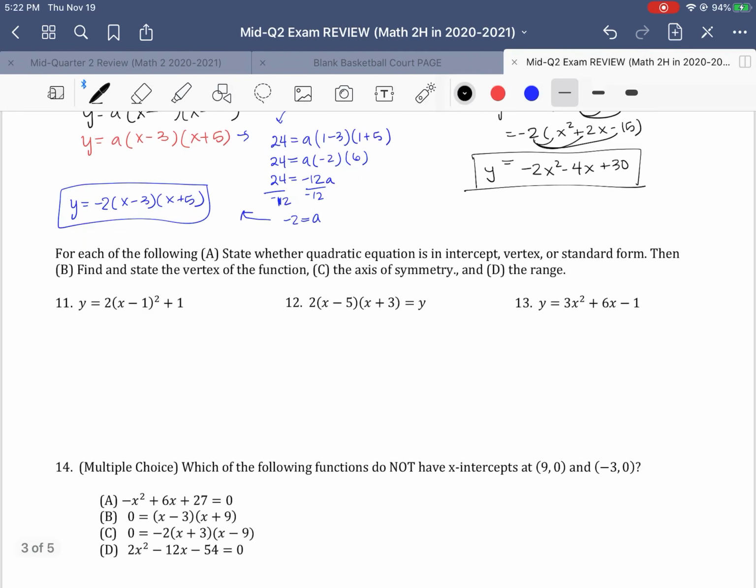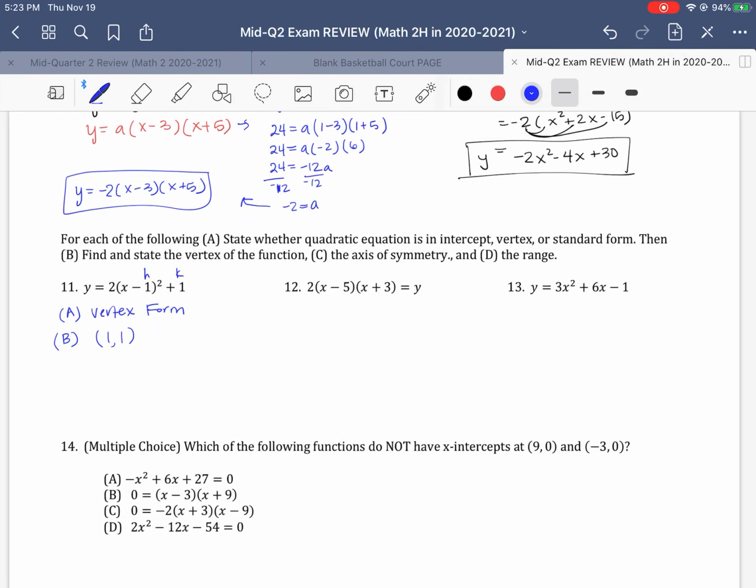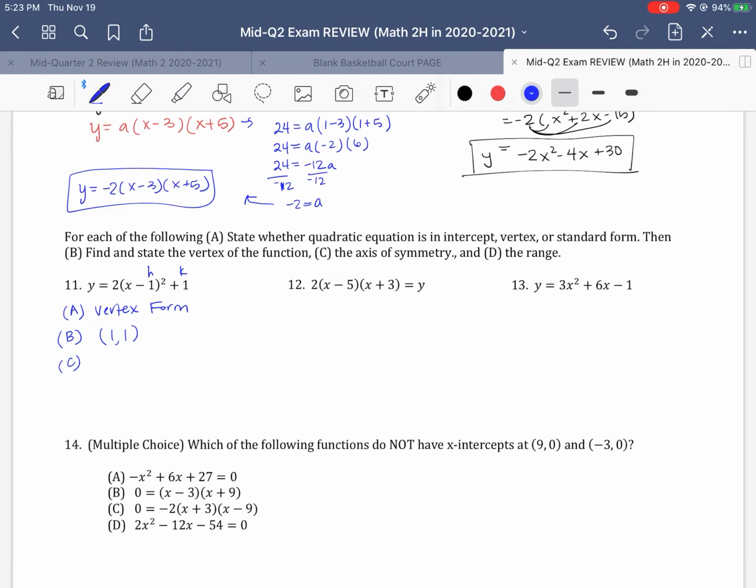From each of these forms, we can identify the vertex. So this says state whether the quadratic function is in intercept, vertex, or standard form. Then we'll find the vertex, axis of symmetry, and the range. So first of all, if we look at this one, this is the one with the h and the k, so this one would be known as vertex form. To find the vertex in vertex form, again, we like this one because it's easy to find from that vertex form. That's just that h and that k.